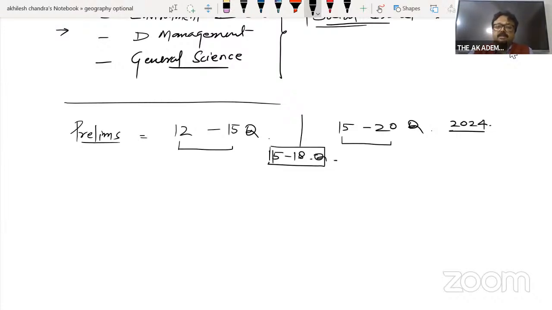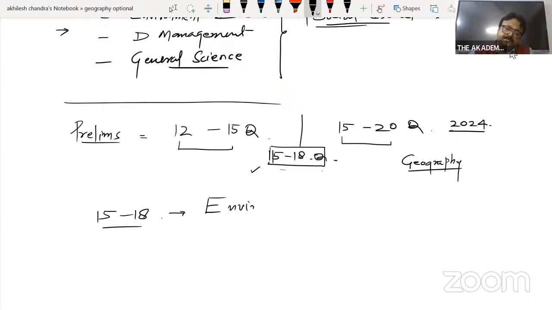Okay. This is from geography, core geography. That is world regional geography, physical geography part. You will have climatology, oceanography, Indian geography, as well as mapping also. These many questions are there. Then the same 15 to 18 questions at least you are going to have from environment and ecology.